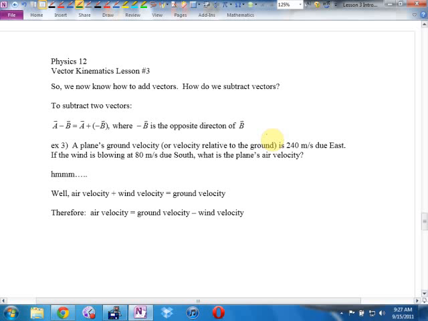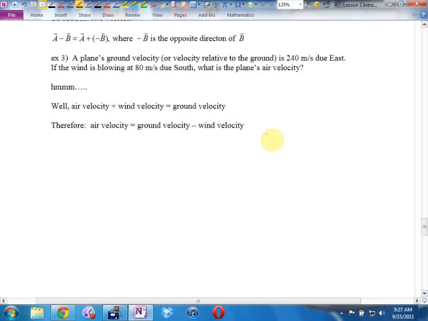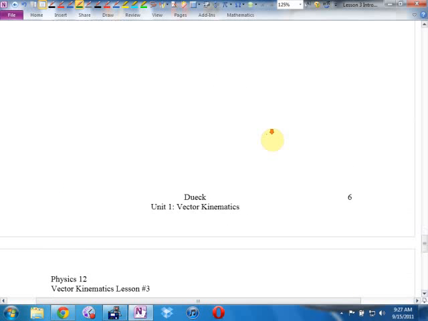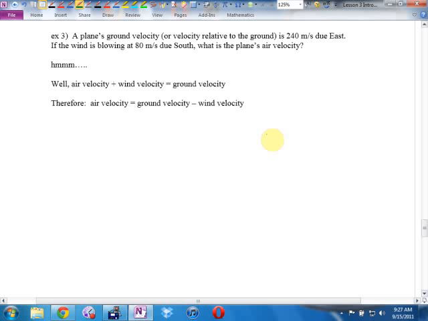A plane's ground velocity, or velocity relative to the ground, is 240 meters due east. This is our last example. If the wind is blowing at 80 meters per second due south, what's the plane's air velocity? Seems to me, Nicole, for any airplane out there, the engine plus the wind gives you the ground speed or the radar speed. Air or engine velocity plus wind velocity equals ground velocity. What do they want me to find here? How would I get the air velocity by itself?